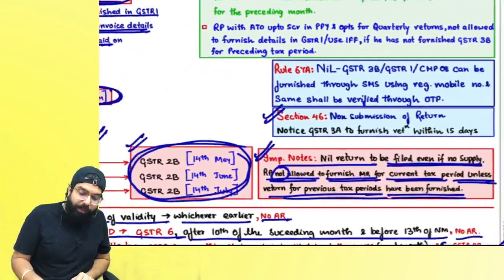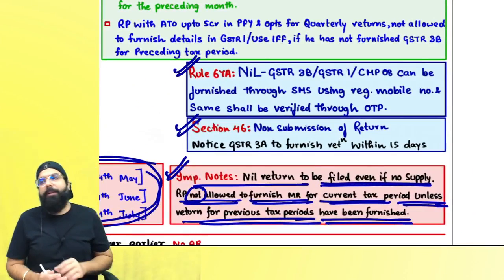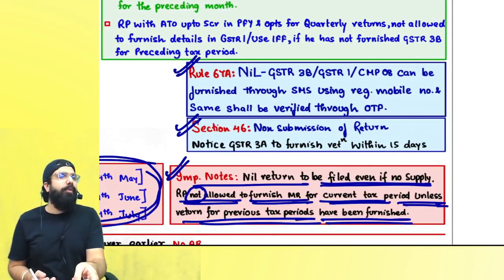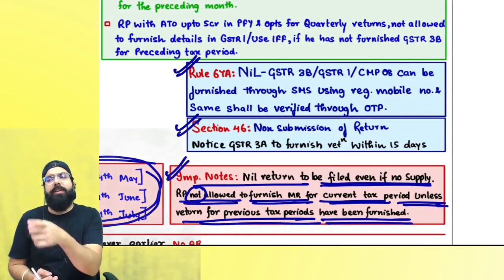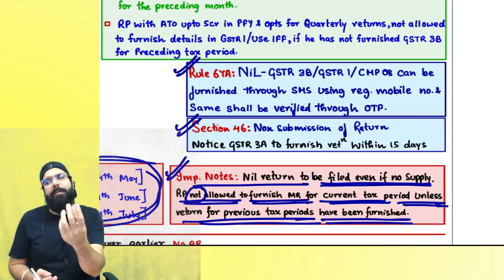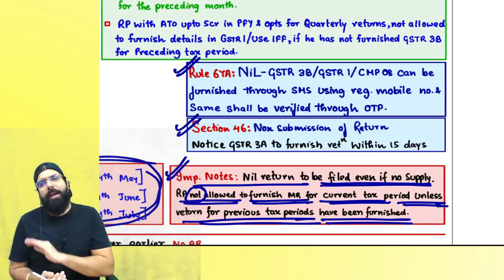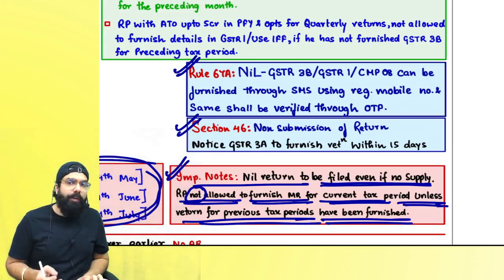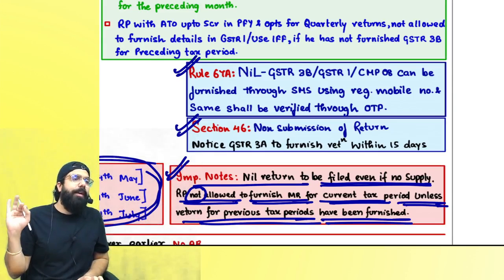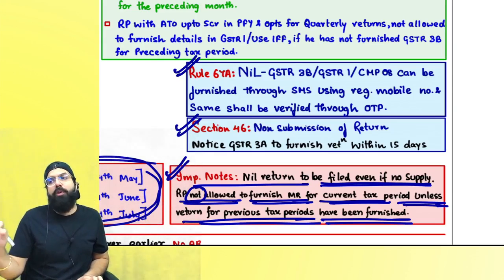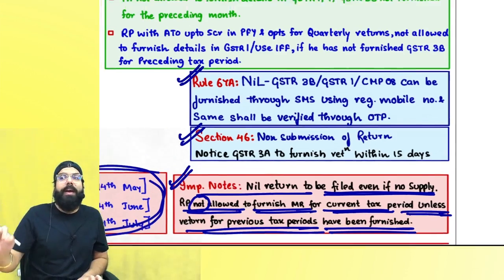Sir, can I go ahead and file nil return using SMS? Yes, rule number 67A says if you want to furnish your nil return, you can go ahead and use SMS facility. Just send one SMS, it will verify through OTP and your return will be filed. But always remember, nil GSTR 3B, nil GSTR 1 and CMP 08 only can be filed through SMS.